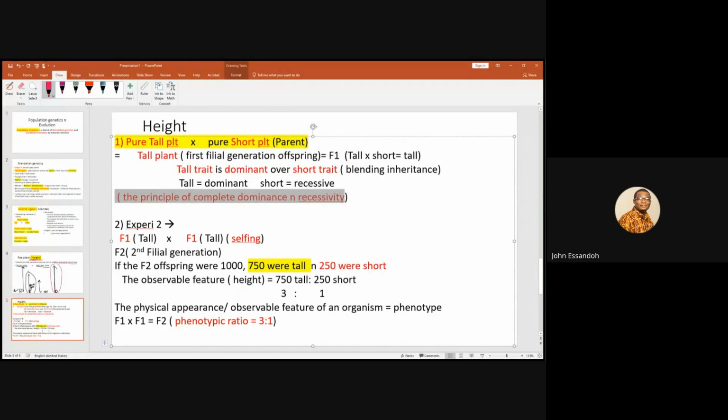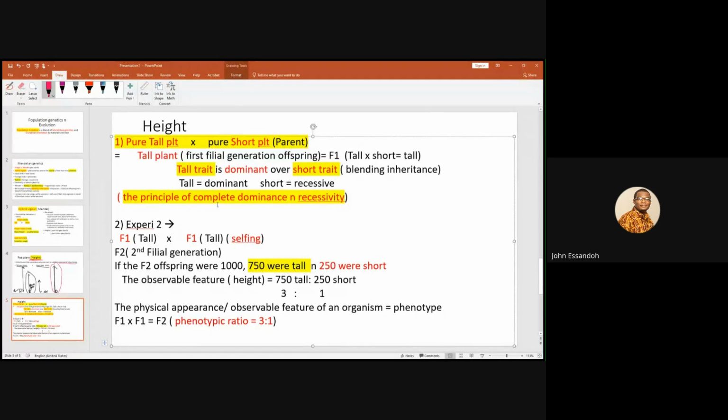Okay, in terms of what? The same trait. Some of the same traits are dominant over the others. Meaning that the tall trait here is dominant over the short trait. So from Mendel's first experiment, he made the world aware that there is what?